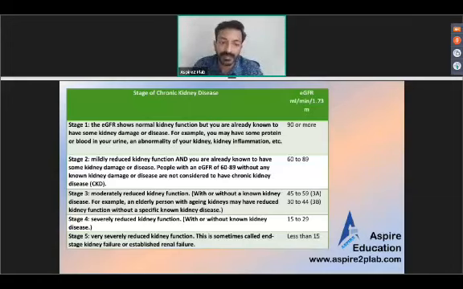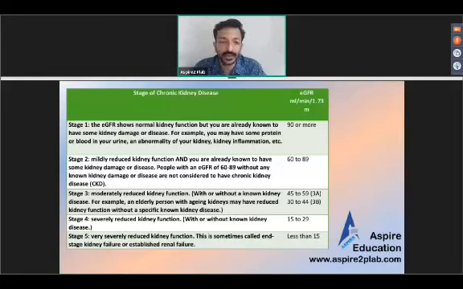Stage 4 is 15 to 29. The eGFR will be 15 to 29. So again, it's severely reduced kidney function with or without kidney disease. And less than 15 is very severely reduced kidney function. It is actually end stage kidney failure. So these are the stages.